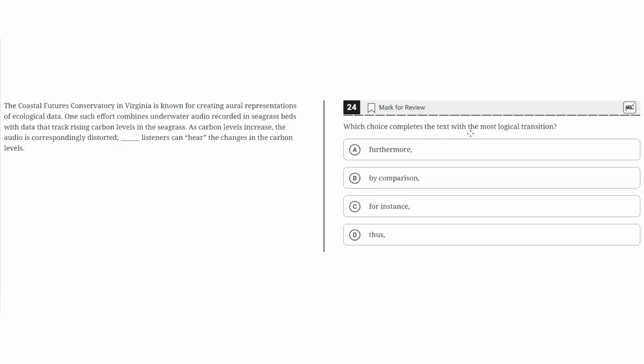Which choice completes the text with the most logical transition? The Coastal Futures Conservatory in Virginia is known for creating oral representations of ecological data. One such effort combines underwater audio recorded in seagrass beds with data that track rising carbon levels in the seagrass. As carbon levels increase, the audio is correspondingly distorted. Blank listeners can hear the changes in the carbon levels.